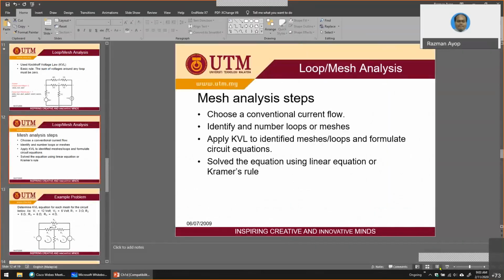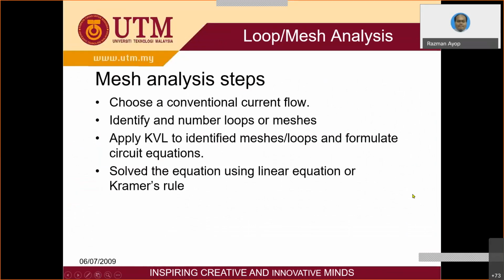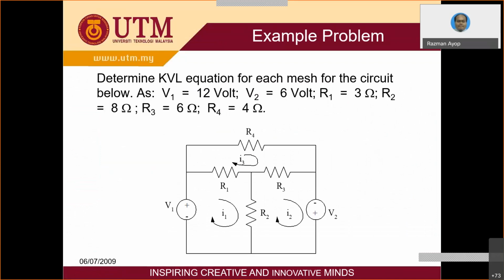Now we continue with mesh analysis or loop analysis. In nodal analysis, you use node and Kirchhoff's current law, but in mesh, you use loop and Kirchhoff's voltage law. So this one also, you have to use simultaneous equations. So this is an example problem: determine the KVL for each of these meshes. So how to do this?